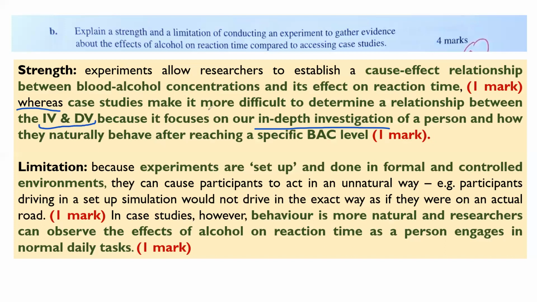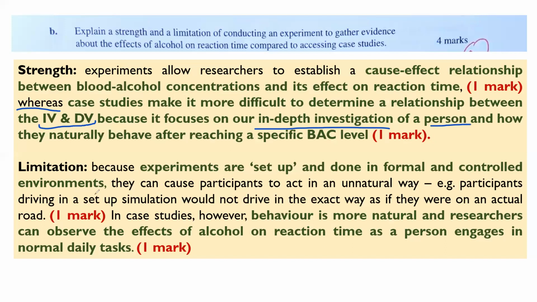And remember that it's very hard to determine a causal relationship with a sample size of 1. And most case studies involve an in-depth investigation of an individual or a person. That's more common than case studies on groups, because it's obviously hard to do an in-depth investigation on a group of people as opposed to just one person. So that's one of the limitations.